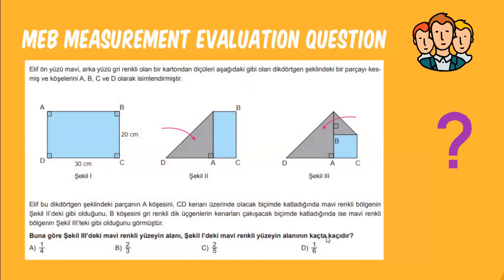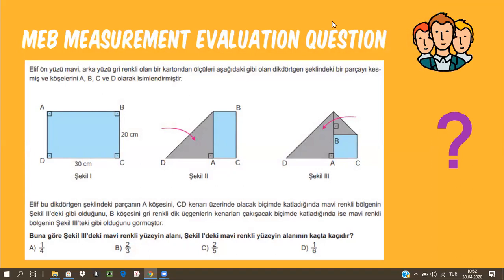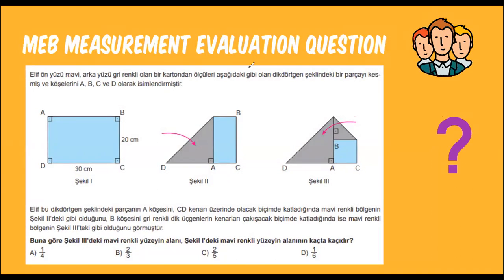Okay, now this question is important because it is a map measurement evolution question, and let's solve it. Firstly, the important thing is that you will try to understand the question. Okay, then we can solve it.